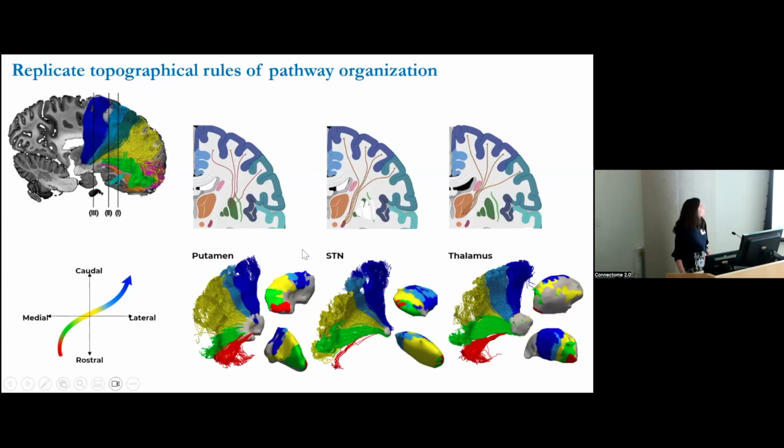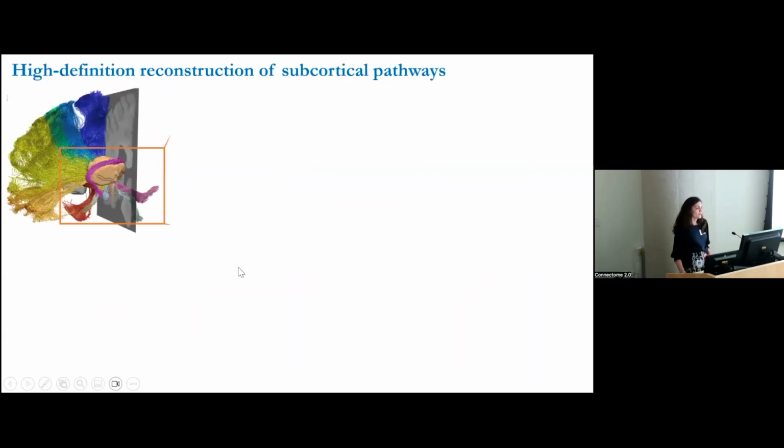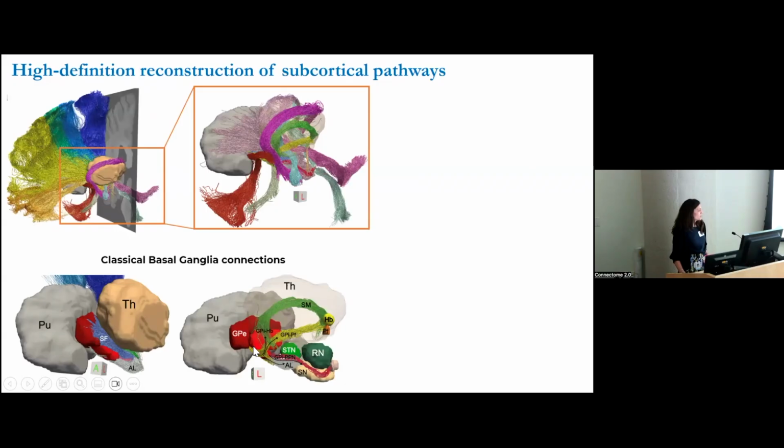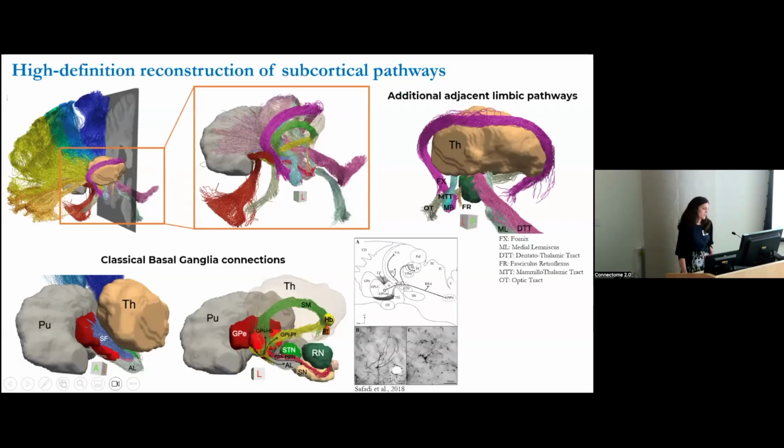Now, focusing particularly on the subcortical components of this atlas, we could accurately reconstruct not only the classical basal ganglia connections, including some very small projection from the globus pallidus that had so far only been described in tracer studies, but we could also reconstruct a series of adjacent limbic pathways that are also relevant for various motor and psychiatric diseases, and that are usually not included in tractography reconstructions because they're too small.